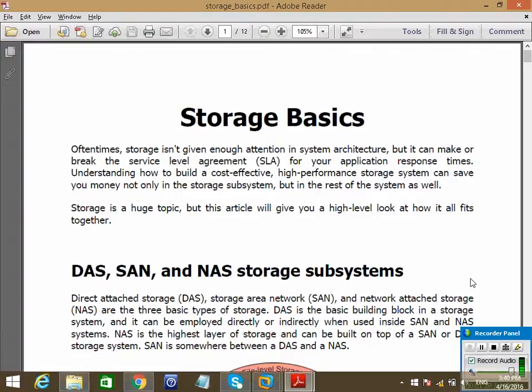So, what is the technology? What are the SAN components? What is NAS? What is the difference between the NAS, DAS, and the SAN? So, we will get it now.